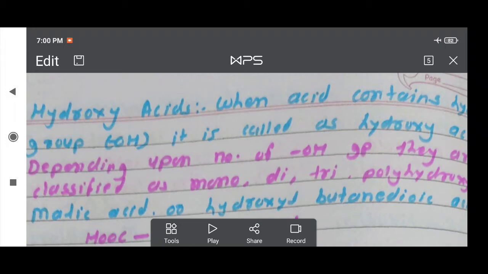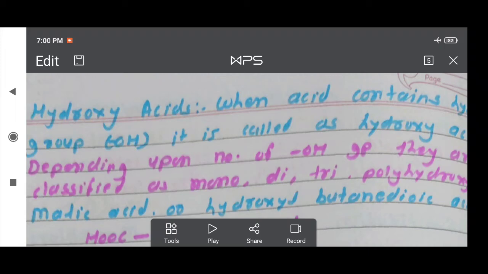If one hydroxy group is present in the acid, then it is a monohydroxy acid. If two OH groups are present, then dihydroxy. If three OH groups are present, then trihydroxy, and more than three is called polyhydroxy acids.